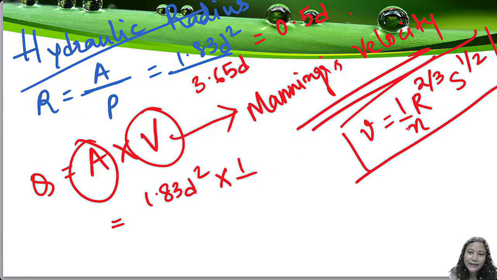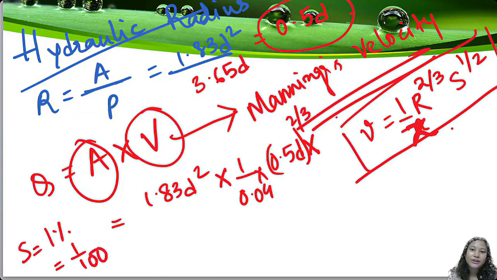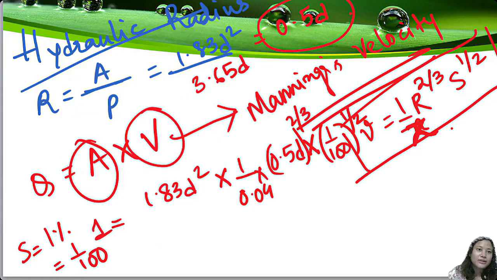1 by n, sorry, n will be 0.04 here, into R, which is 0.5d to the power 2 by 3. And S was given in the question as 1%, which is equal to 1 by 100, to the power 1 by 2. Q is also already given in the question as 1 meter cube per second.